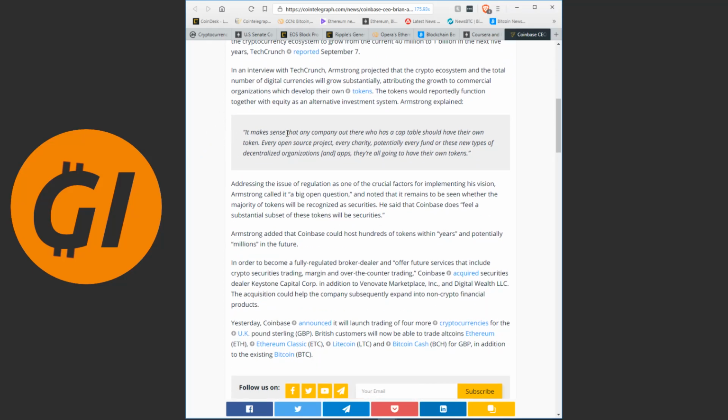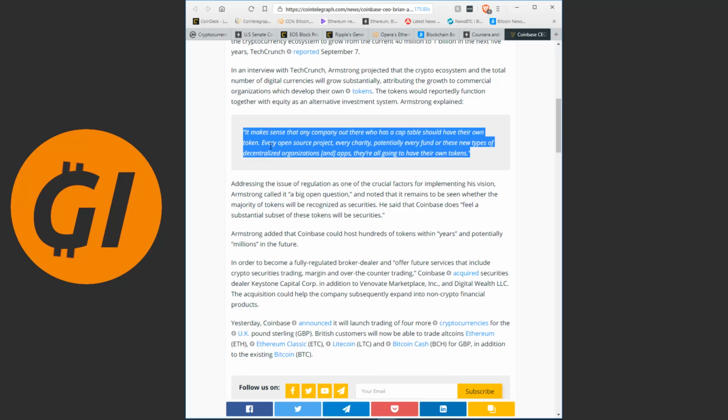It makes sense that any company out there who has a cap table should have their own token. Every open source project, every charity, potentially every fund, all these new types of decentralized organizations and apps, they're all going to have their own token. And of course, with millions of companies having their own token, that would mean billions of people would be in the crypto world. That is essentially his argument here.